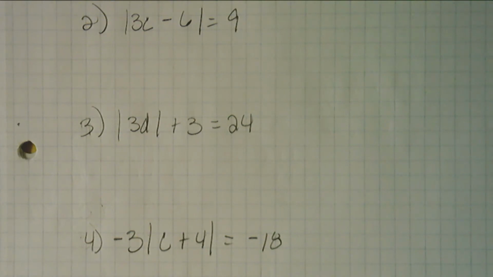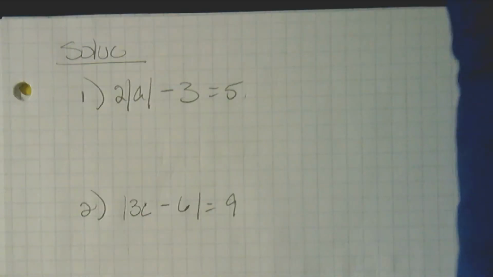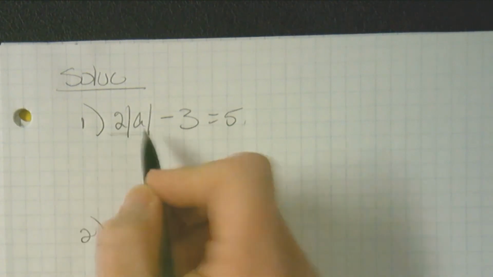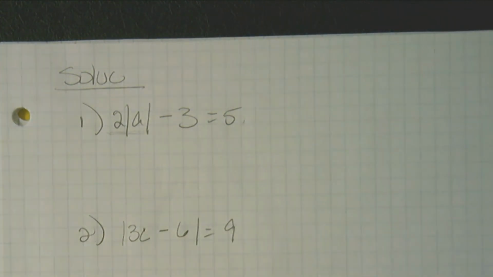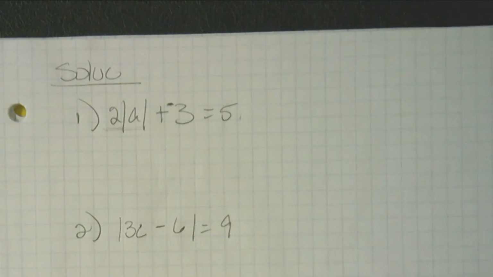Alright, so let's take a look at this first one. This one's got a little bit going on with it. I first need to get that 2 times the absolute value of A alone. What am I going to do to start solving this? Jacob?